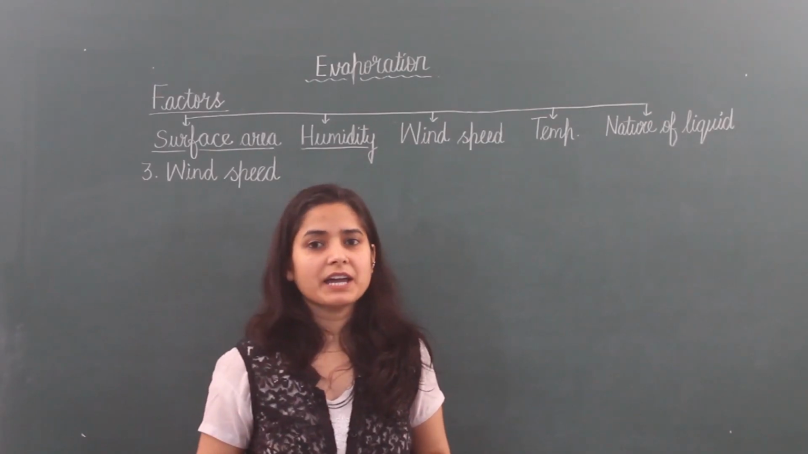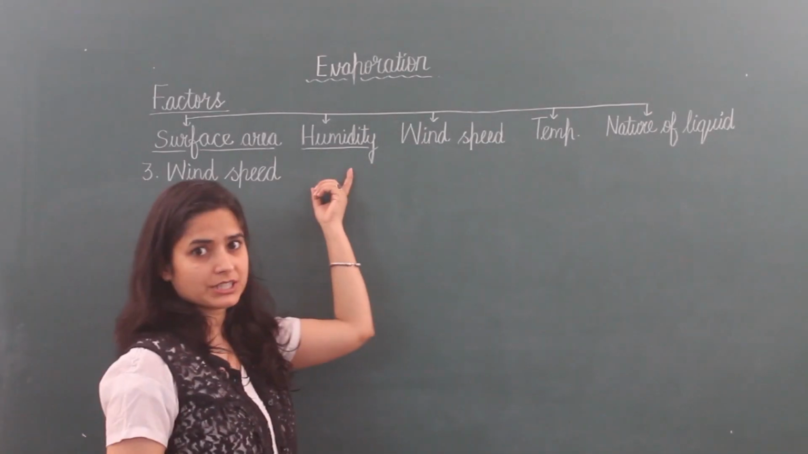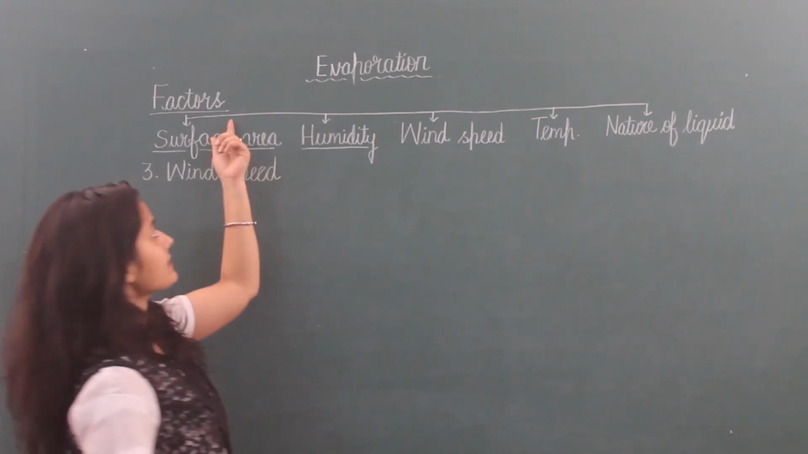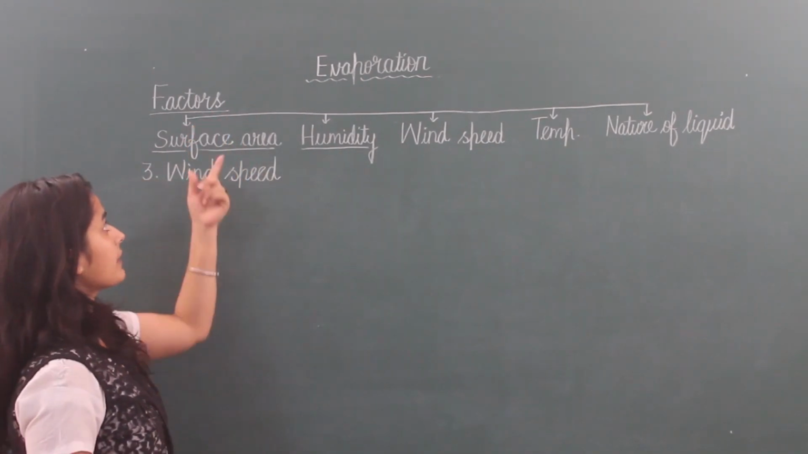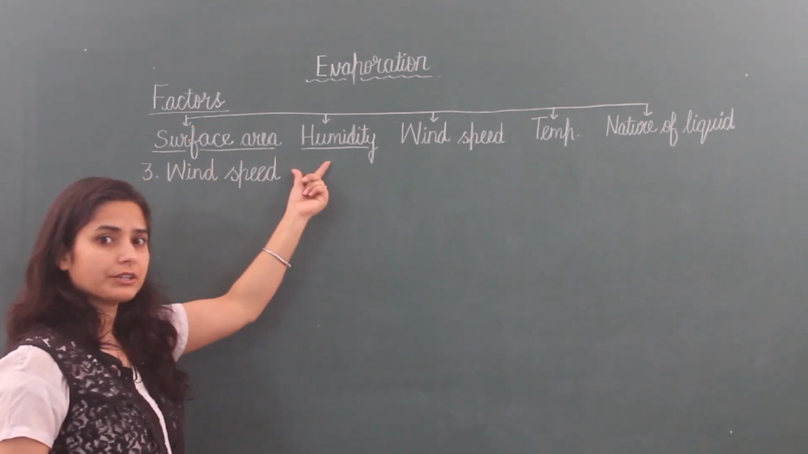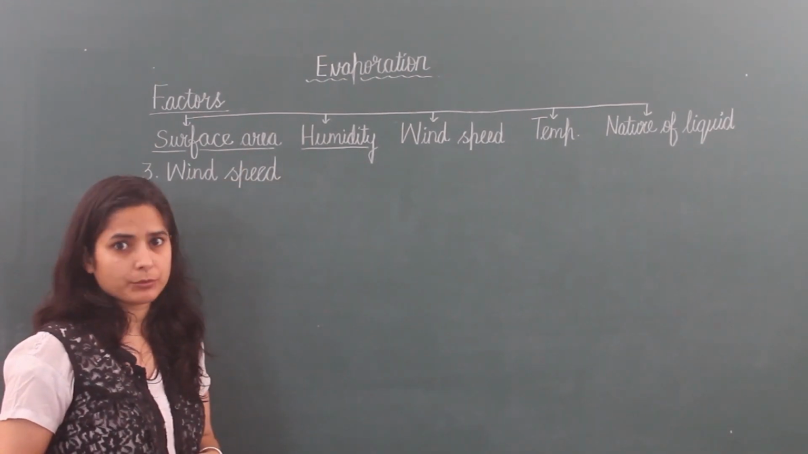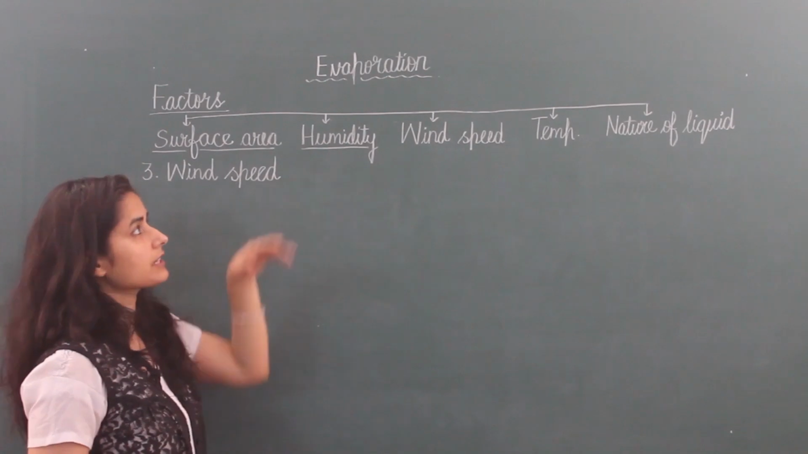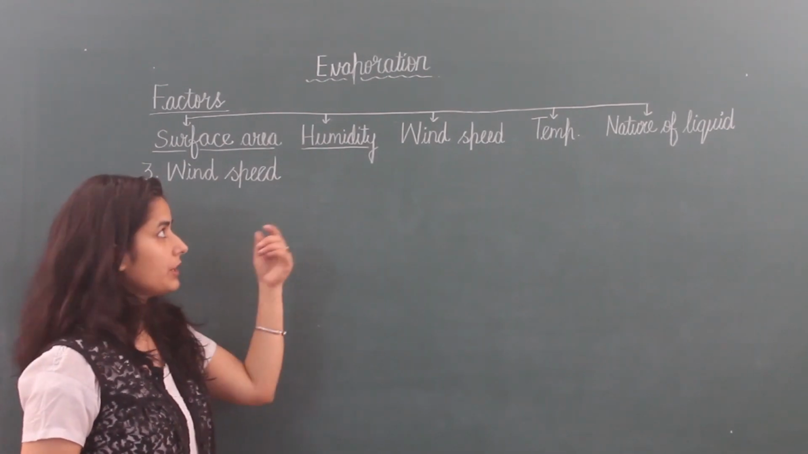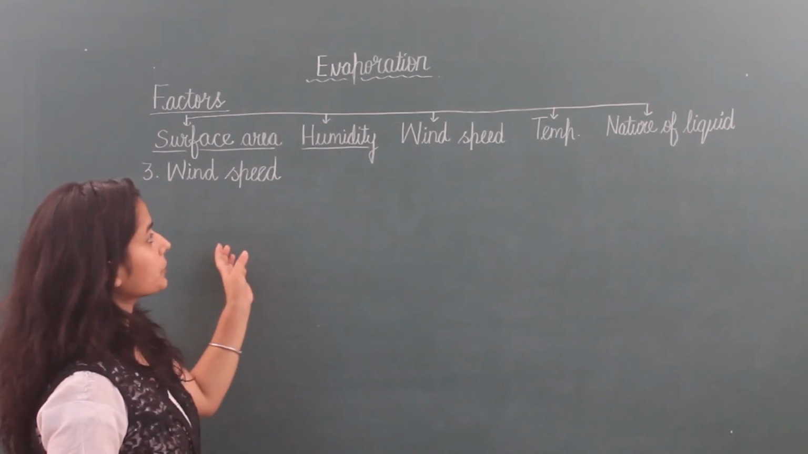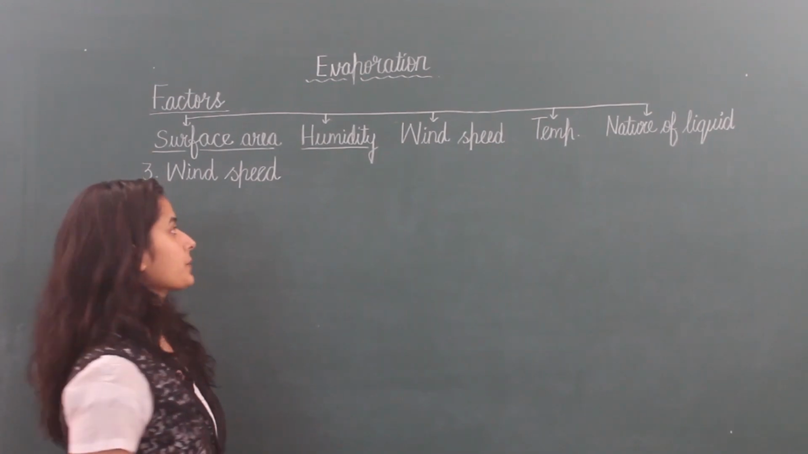Everyone, today I am continuing the topic of evaporation. So we were doing factors affecting rate of evaporation. Surface area and humidity we have already done. Surface area is directly proportional to evaporation and humidity is inversely proportional to evaporation. Today we will do the third factor, wind speed.